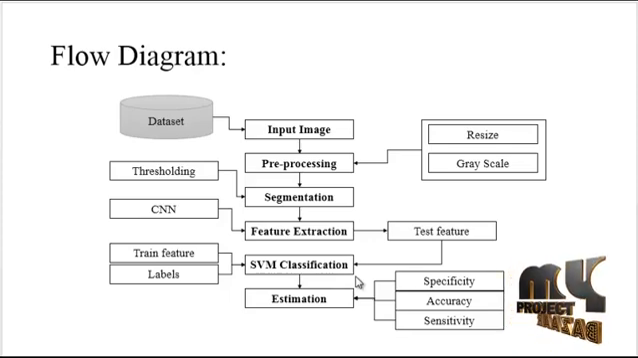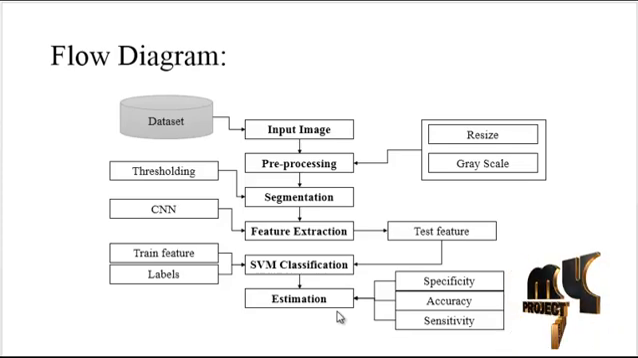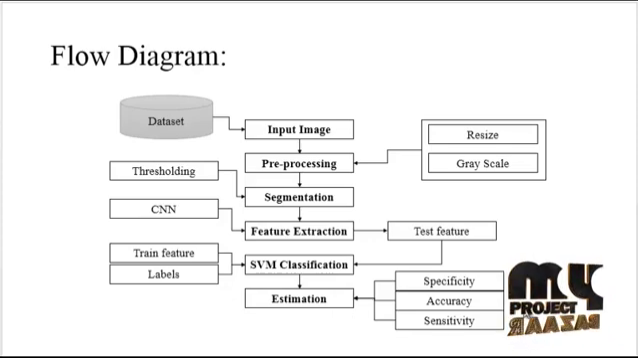Finally, the final stage of the process is the performance estimation. In this performance estimation, we have three categories of performance parameters. One is the accuracy, the second one is the sensitivity, and the third one is the specificity.